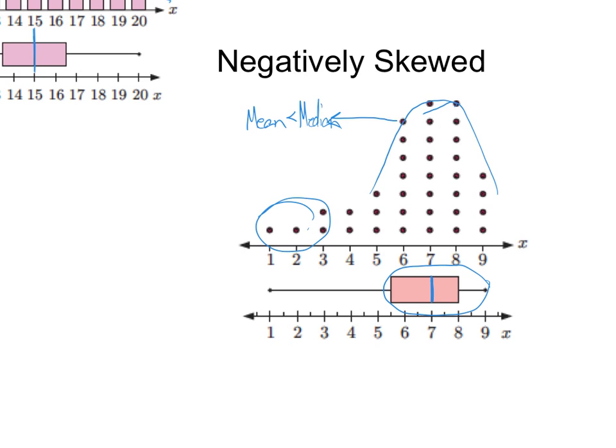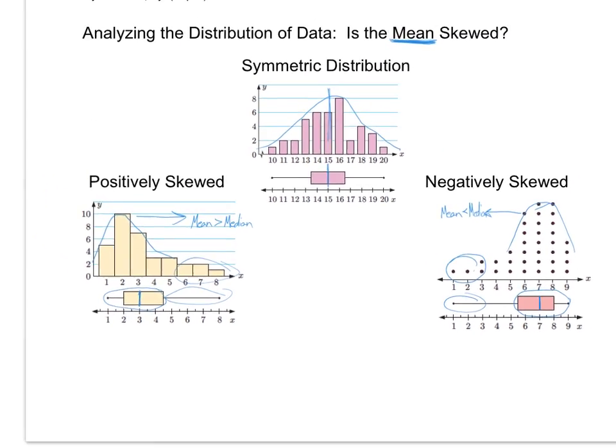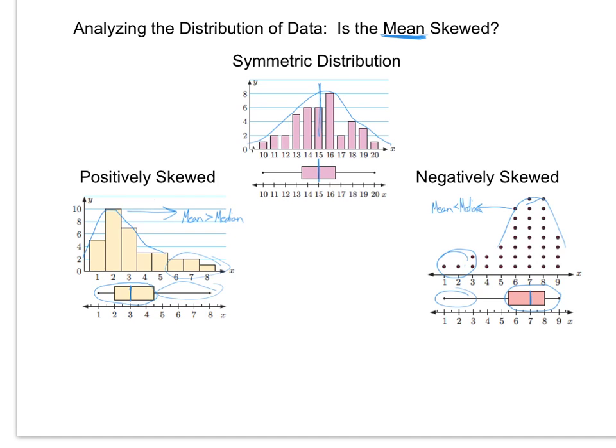Okay? Notice here the median is at 7. On our box plot, we can see that real easily. But if we were to find the mean of this, it would be significantly less than 7 because of those really low scores. Okay? So in general, think about this. If you're talking about whether or not data is skewed, look at where the majority of the data is. And are there some extremes on one end or the other that are going to pull our mean in one direction or the other?